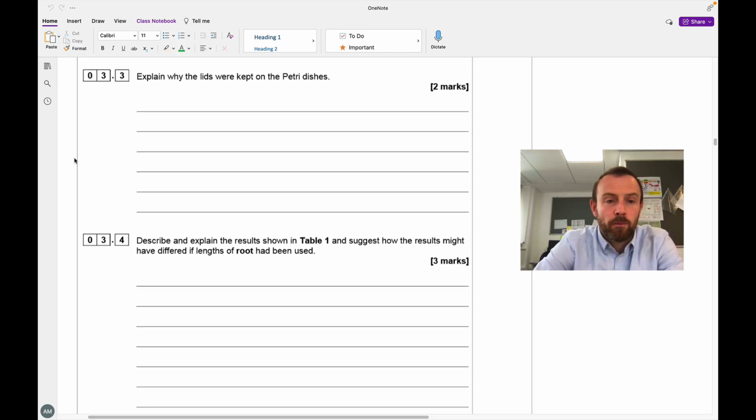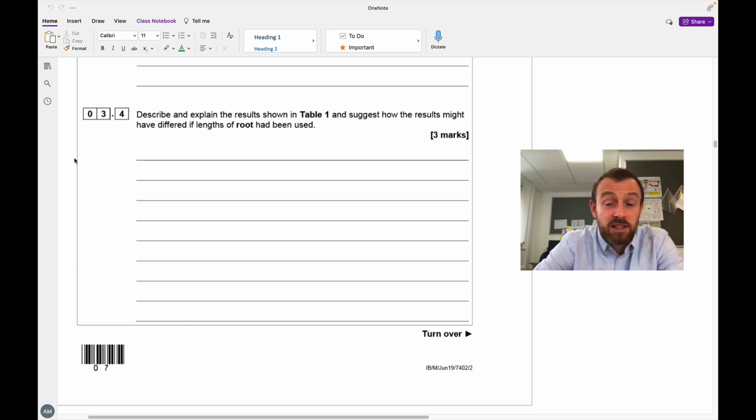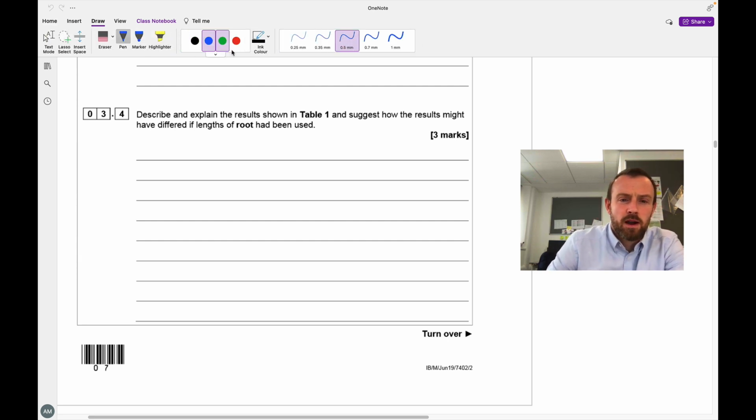Okay, 3.4. Describe and explain the results shown in Table 1 and suggest how the results might have differed if lengths of root had been used. Okay, so it's 3 marks. So I am guessing that we've got 1 mark for describe, 1 mark for explain, and then 1 mark for suggest. This is a triple command word question. Describe, explain, suggest.